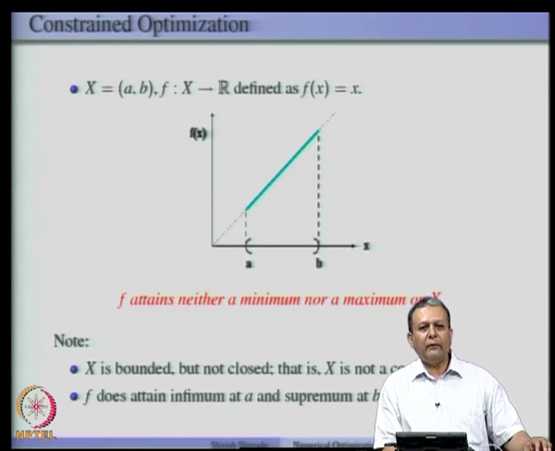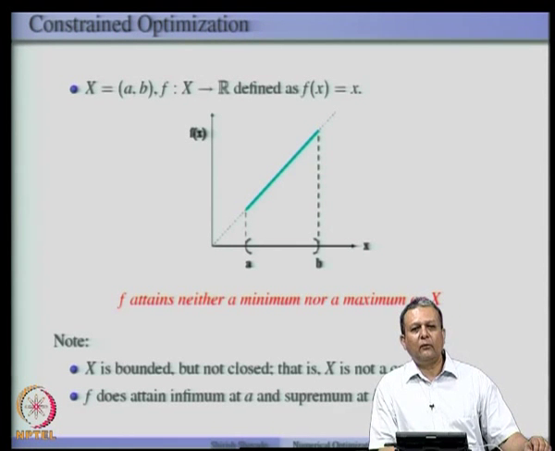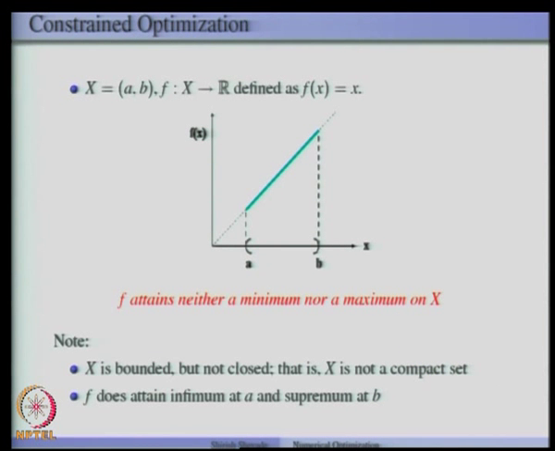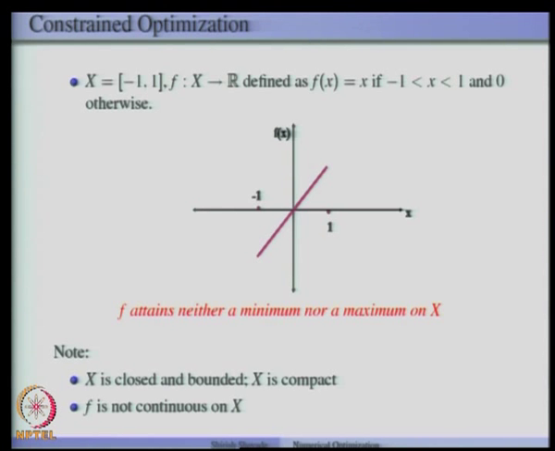So far we have considered two examples where the domain x in one case was not bounded but closed, and in the other case it was bounded but not closed. That essentially means that the domain was not a compact set. Now, does that mean that we need x to be compact to attain a minimum? Let us look at one example.